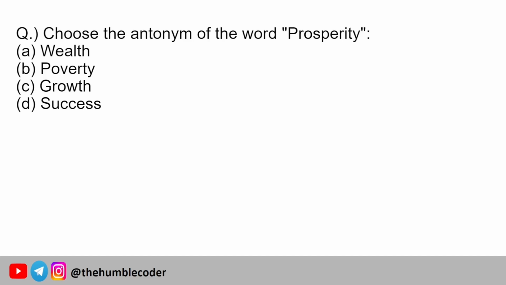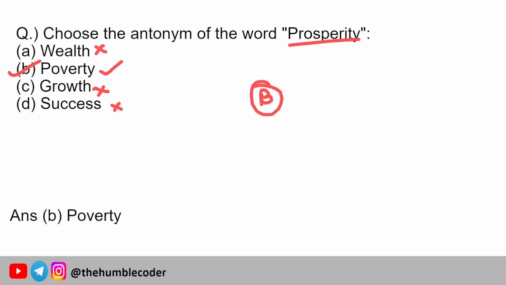Choose the antonym of the word prosperity. Okay, so we have four words: wealth, poverty, growth, success. Prosperity means, we all know, having good wealth and growing. But here we need to find the antonym. So growth cannot be the option, success also cannot be the one, wealth also cannot be the one. The opposite of prosperity is poverty. So the answer for this question is option number B, that is poverty. Moving on to the next question, guys.